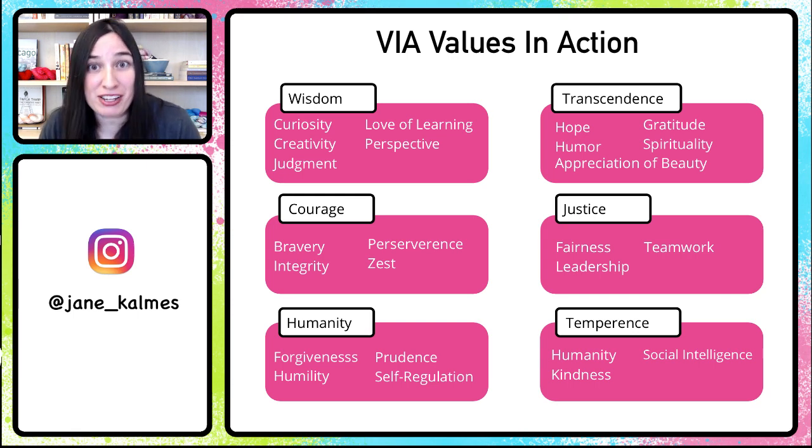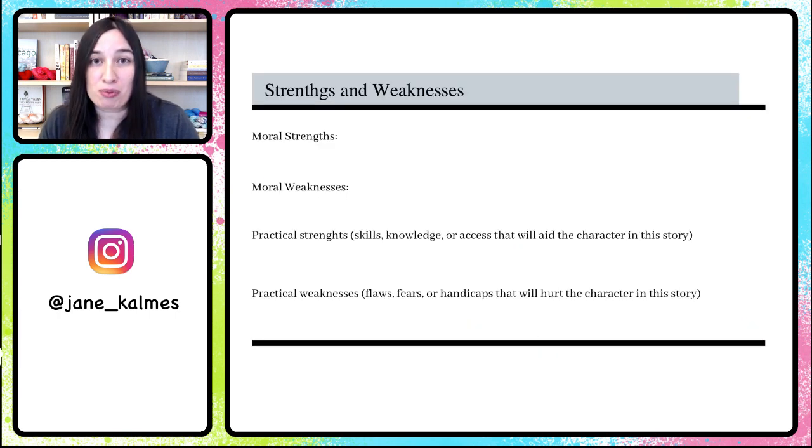and, say, forgiveness. And after I've got their moral strengths and weaknesses all set, I like to look at practical strengths and weaknesses. So practical strengths is just the skills that they're going to bring to the table in solving this plot, their skills, their knowledge, their access. And practical weaknesses is just the things that are going to make it more difficult for them to deal with the complications of the plot, their flaws, their handicaps, their fears.